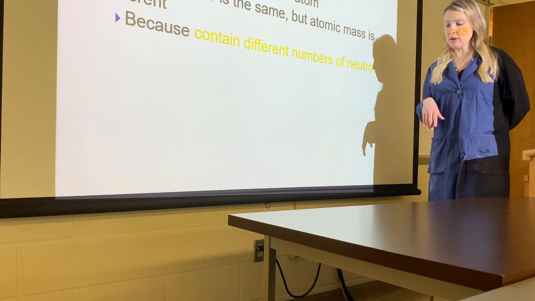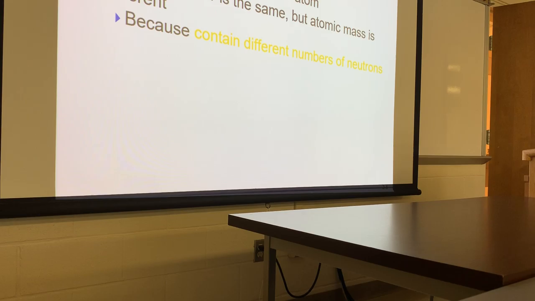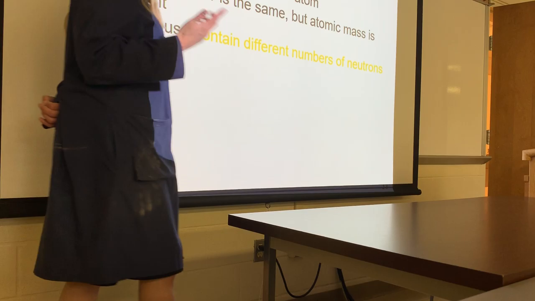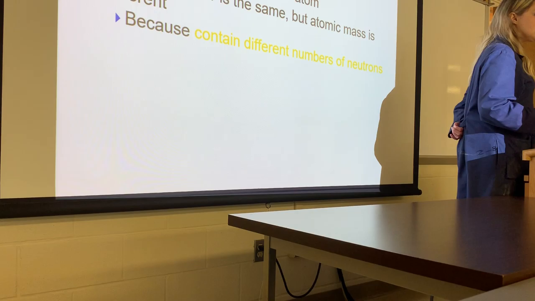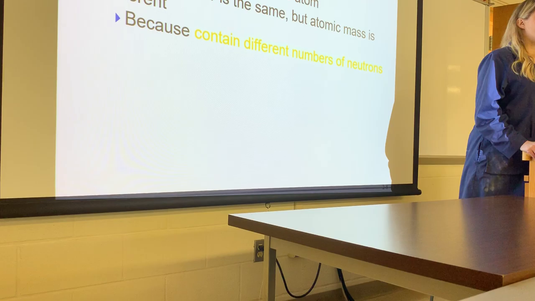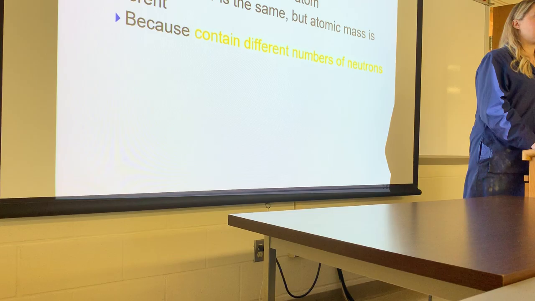So, for example, if we have carbon-12, like we had talked about, carbon-12 had an atomic number of 6, so it has 6 protons, 6 electrons. And it had 6 neutrons, right? So that's why it's carbon-12. 6 and 6 is 12. But we also have carbon-13 and carbon-14, and then we have isotopes that are lower, like carbon-10. I think we have carbon-10.